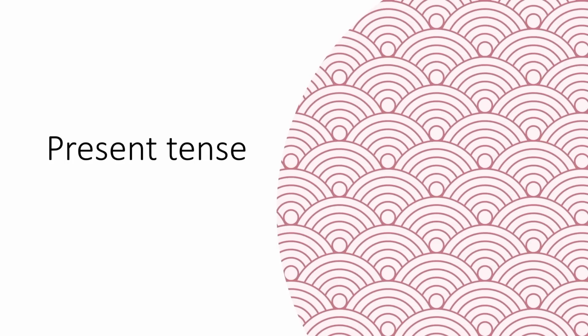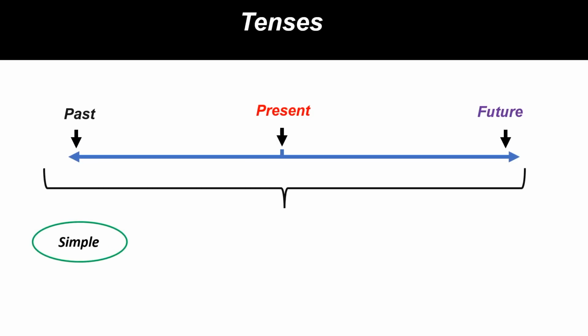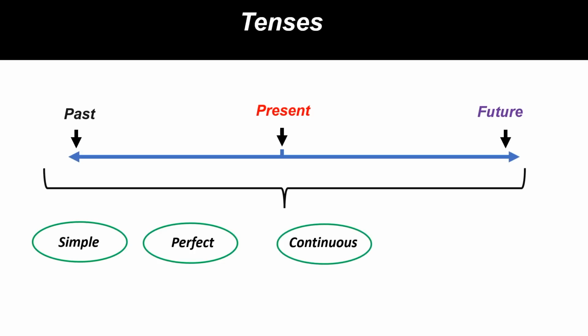Present tense. There are three main verb tenses: past, present, and future. Each of these tenses can take four main aspects: simple, perfect, continuous, and perfect continuous. Present time refers to the time around the moment of writing or speaking and to general and permanent time. In this lesson, I'm going to teach you all present tense forms.